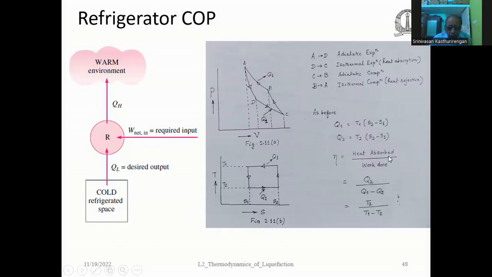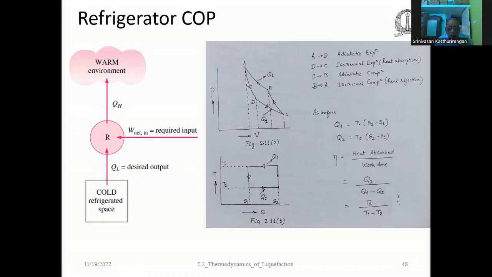So now in this case, the desired result is the removal of heat, and therefore Q2 divided by Q1 minus Q2 is the so-called COP. It is written here as eta in this diagram, but please remember, you have to call it COP. Or in other words, it is T2 divided by T1 minus T2.